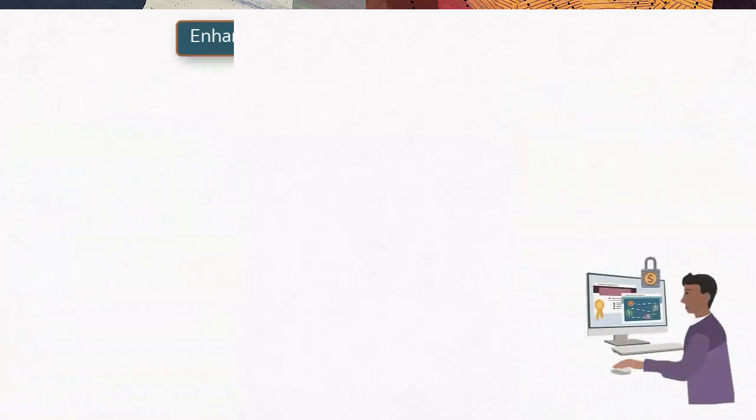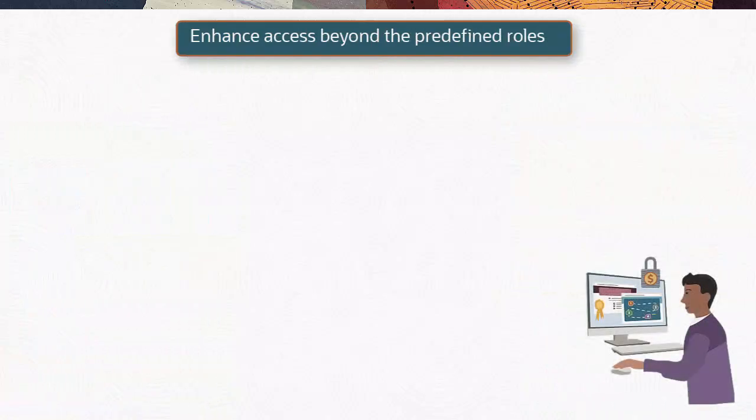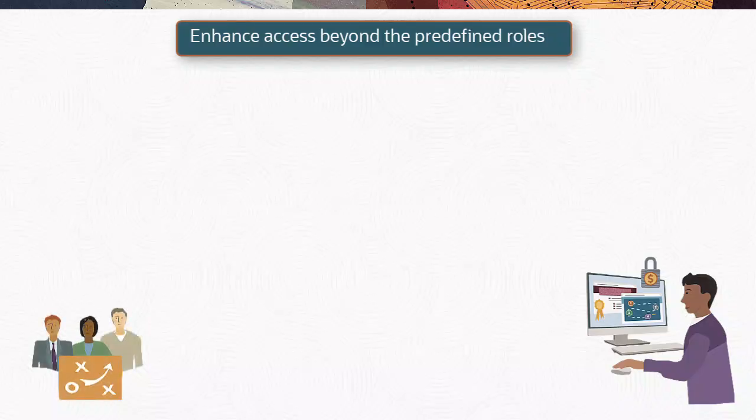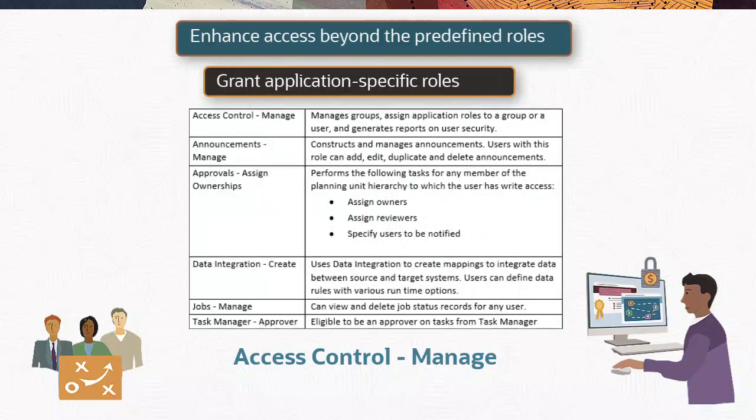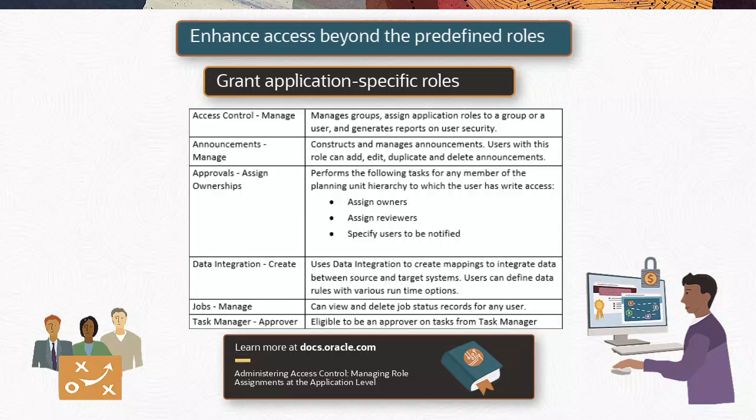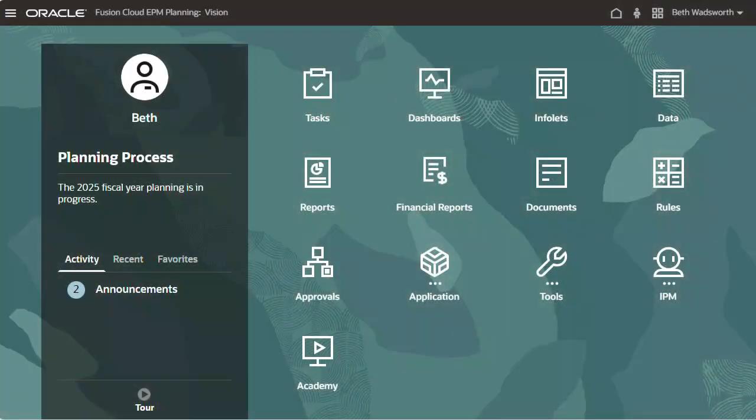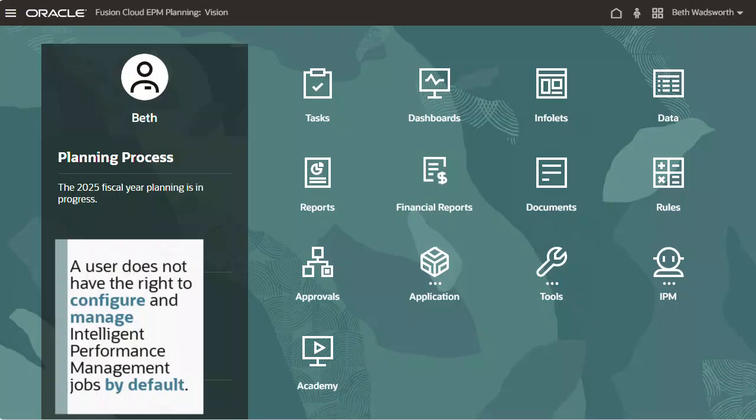Application roles enhance the access rights of users beyond the predefined roles assigned to them. While the overall access rights are controlled by the predefined roles, service administrators or users assigned with the Access Control Manage Application role can grant application-specific roles and data grants to users and to groups created and managed in Access Control. For a complete list of application roles, see the Managing Role Assignments at the application level topic in the Administering Access Control Guide.